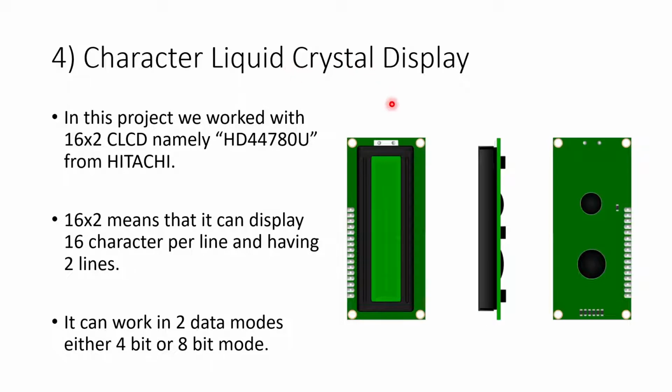Character liquid crystal display. So in our project, we have worked with 16x2 CLCD, namely HD44780U from Hitachi. Hitachi is the manufacturer name and this is the model number. 16 cross 2 means that it can display 16 characters per line and having two such lines. It can work in two data modes, either 4-bit or 8-bit mode. We have used 8-bit mode in our project.